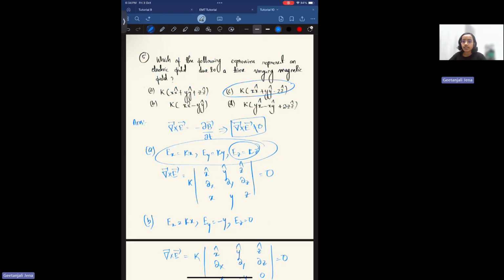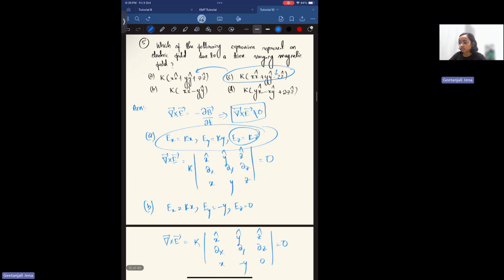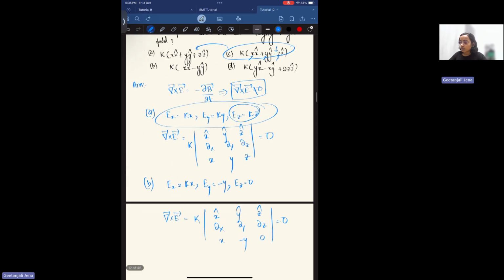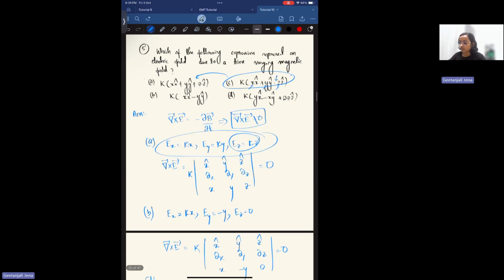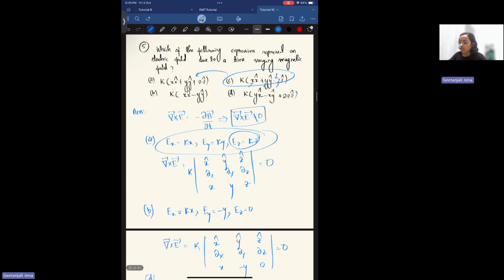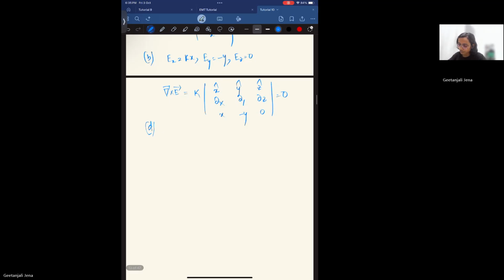For the third option, you can easily guess it is also 0 because it is similar to option A, but the only difference is there is a minus sign here. But it doesn't depend on the sign, because it depends on the coefficients. So the answer would be option D. But first let us check whether we are getting a non-zero curl for this case. Ex is Ky, Ey is minus Kx, and Ez is 2z.